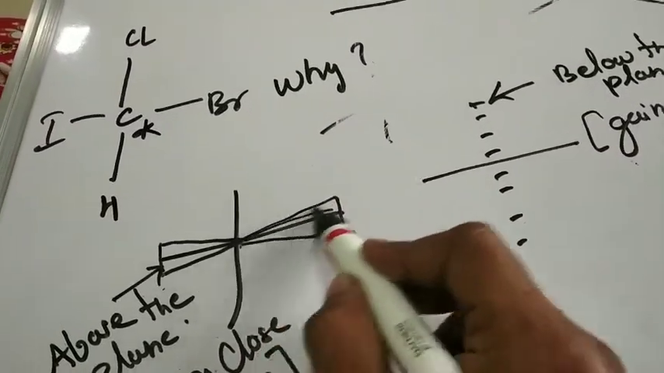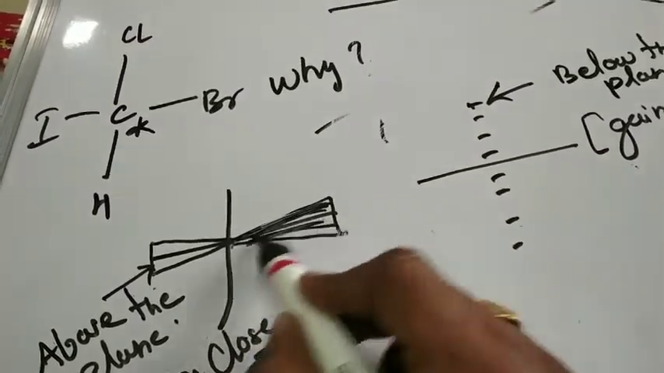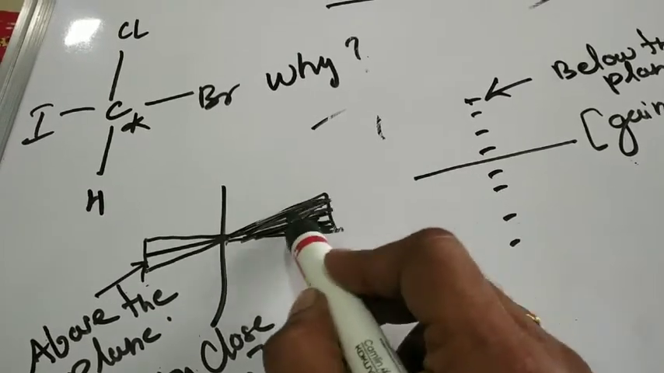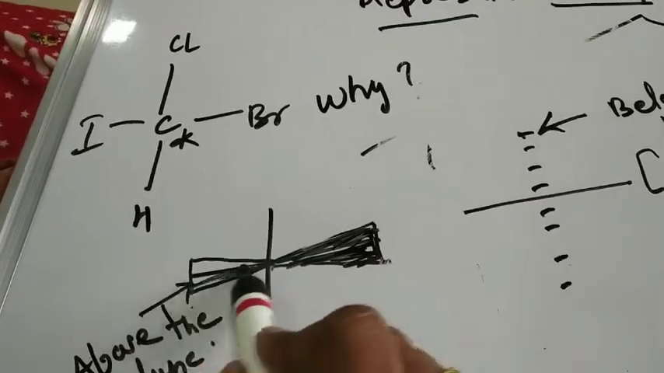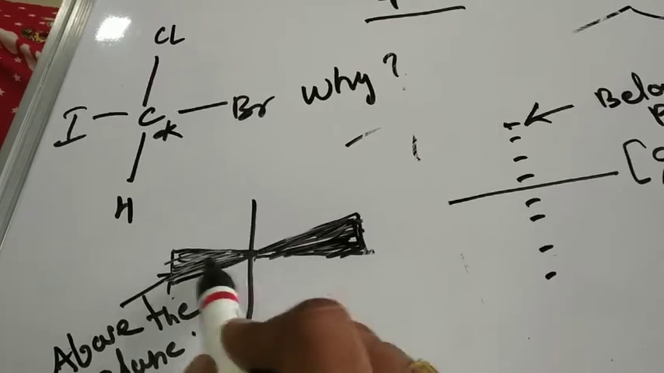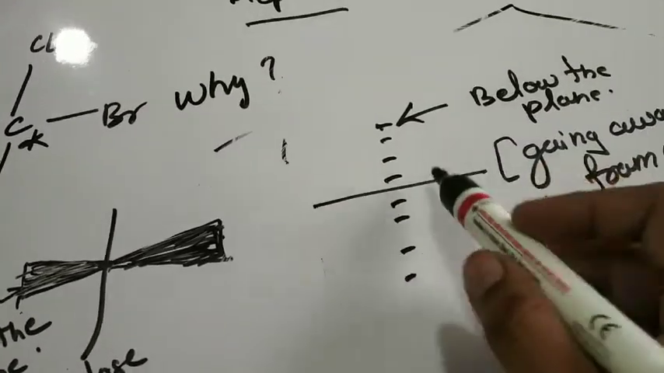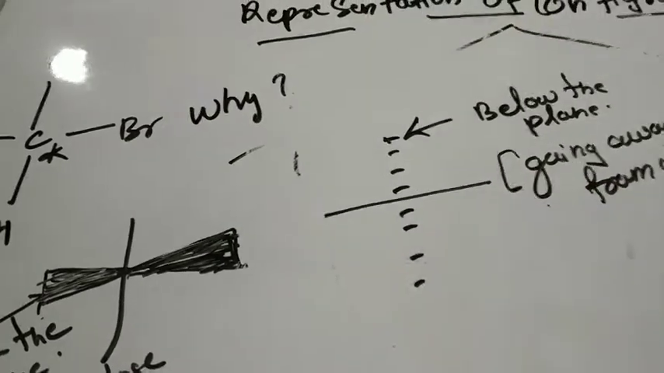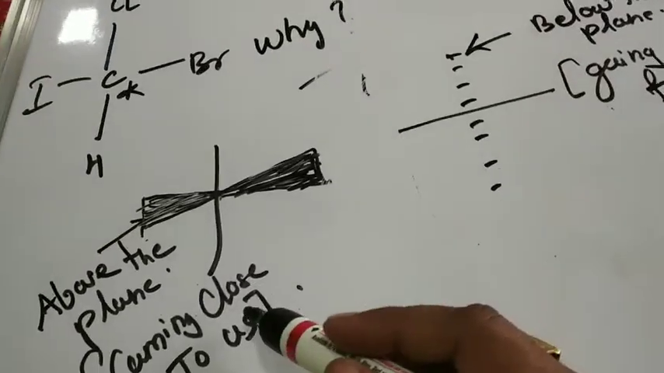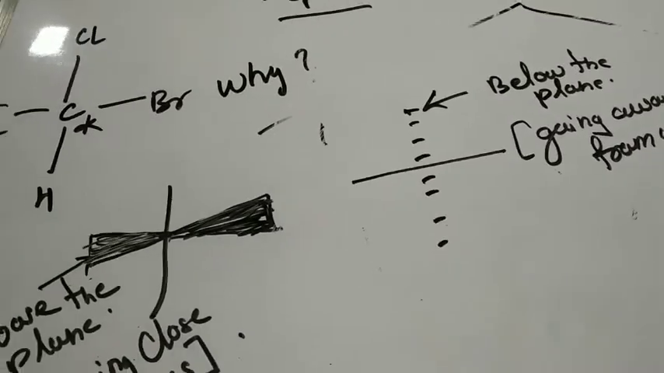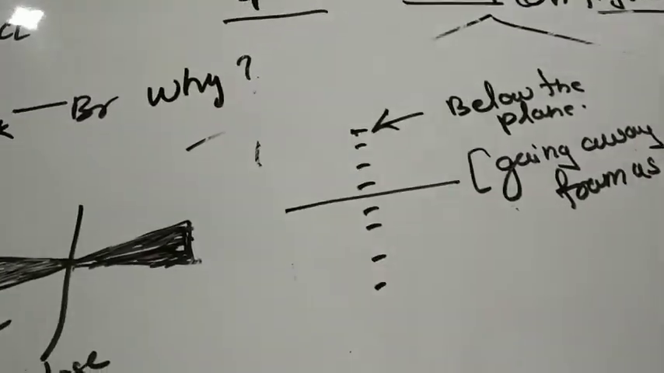This horizontal line is also represented by the wedge. This is also called as the wedge, right? And this is also called as the wedge. Or we also call them as the wedge representation, right? And this is the dotted representation, right? One is above the plane, one is below the plane. Okay, now let's see the other example.